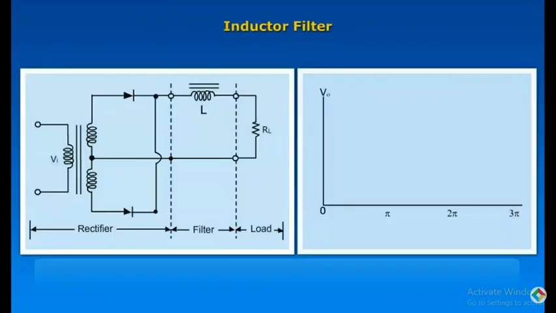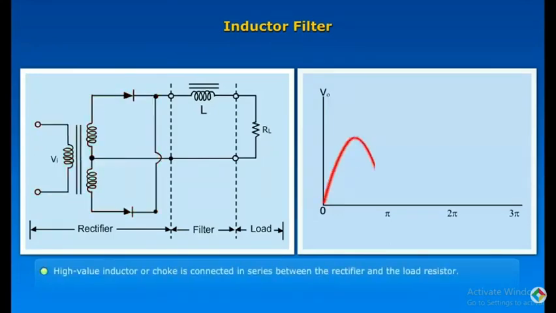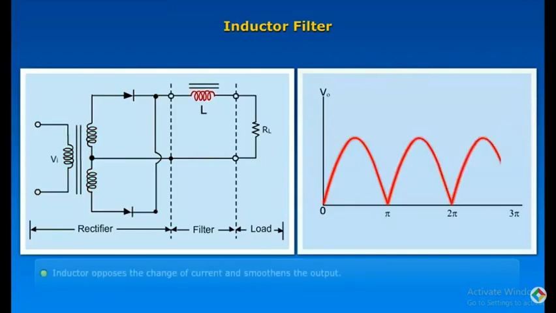Inductor filter. The reactance of the inductor is given by X_L = 2πfL. The inductor filter allows DC and blocks AC signal. It is always connected in series. A high-value inductor or choke is connected in series between the rectifier and the load resistor. The inductor opposes the change of current and smoothens the output.